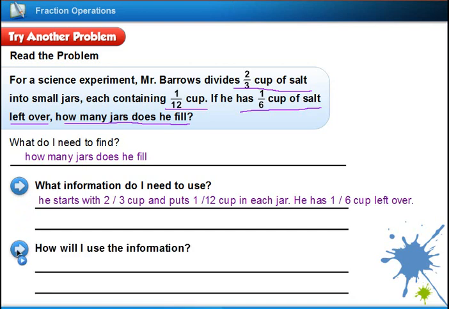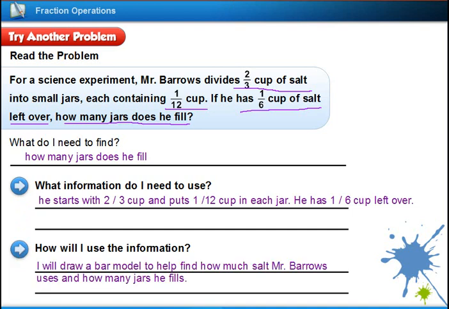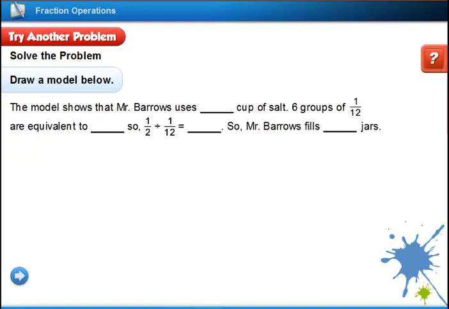Next, how will I use this information? I will draw a bar model. Woohoo! You know how I love models. It will help find how much salt Mr. Barrows uses and how many jars he fills. So we're going to use the information from our problem. He starts with 2/3 cup. We're going to have 1/6 cup left over, and we're going to divide that remainder into 1/12. Let's go ahead and draw the model below.